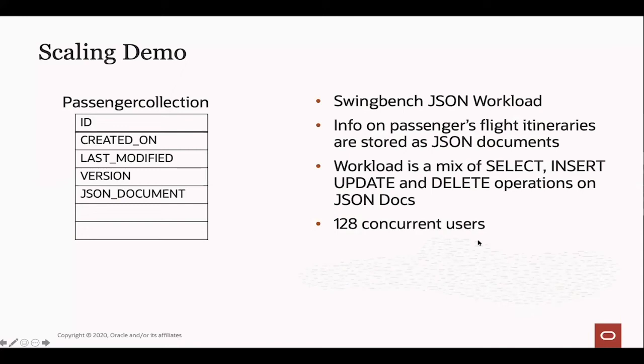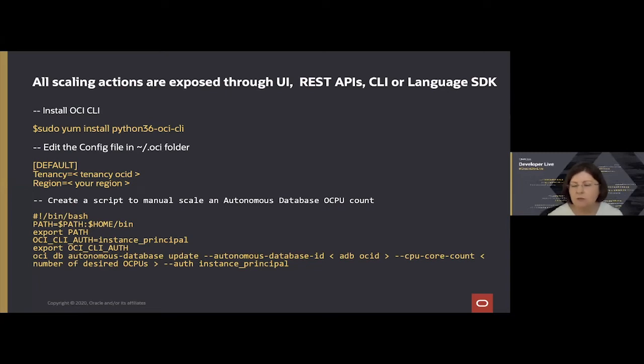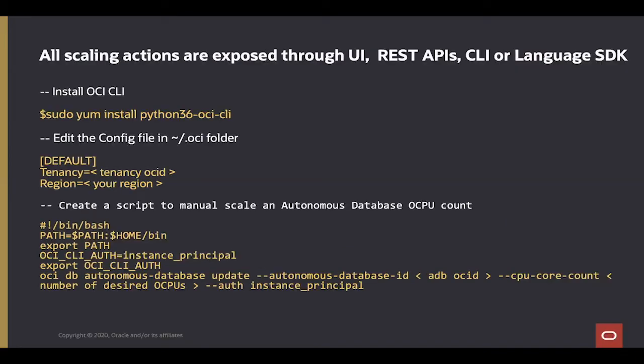And I want to make sure that we get a chance to cover it all. So we can manually scale via the UI, as I just showed you. We could have also used the REST API, or if I had an application, I could have used the language SDKs to make that change, or we could have installed our OCI CLI, or command line interface, for managing all of the assets I have in the Oracle Cloud.